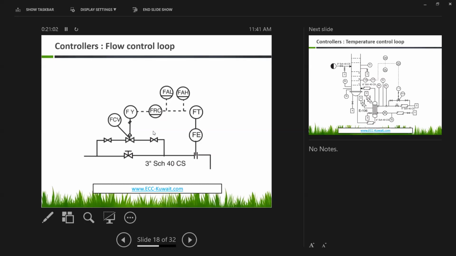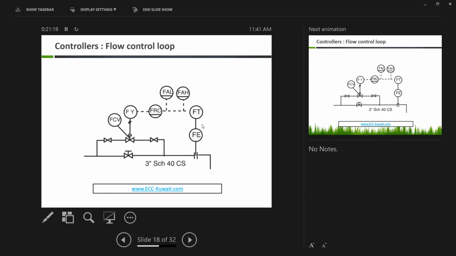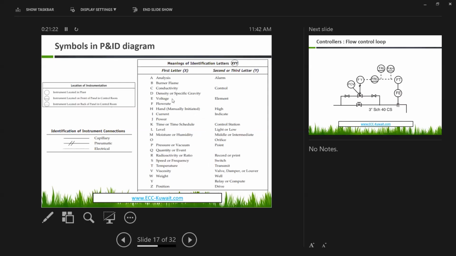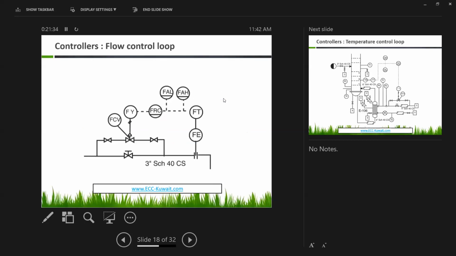For example, let's go to controllers for flow control loop. Here, this is a flow meter. From the flow meter it goes to FE. In the FE, if we refer to this table, F indicates flow rate, E is element. So this is a flow rate element. The objective of this element is to measure the flow rate. Then, as you can see, this is a continuous line, so this is a capillary line.